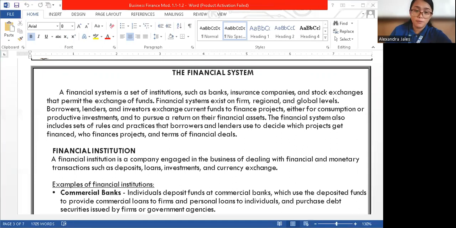Last meeting, we actually discussed the definition of finance, the importance of financial management, and who the individuals involved in financial management are. So these are just some of the topics that we had discussed. This week, we are going to discuss the financial system.